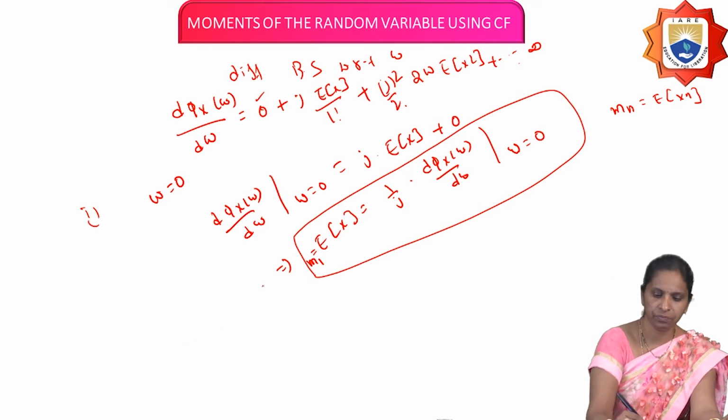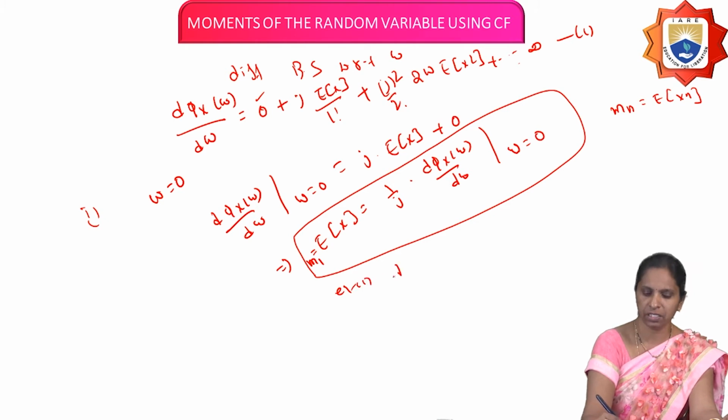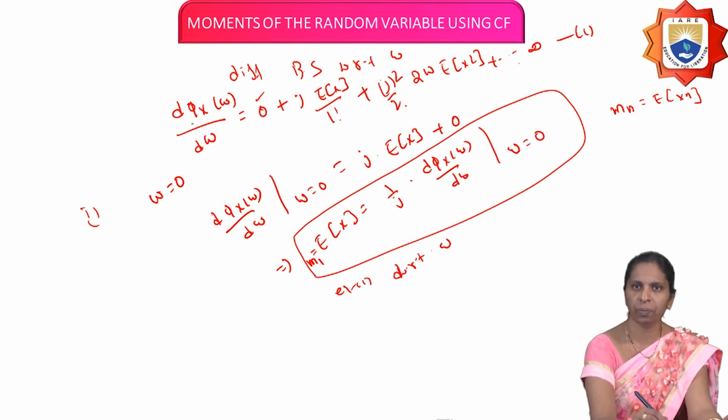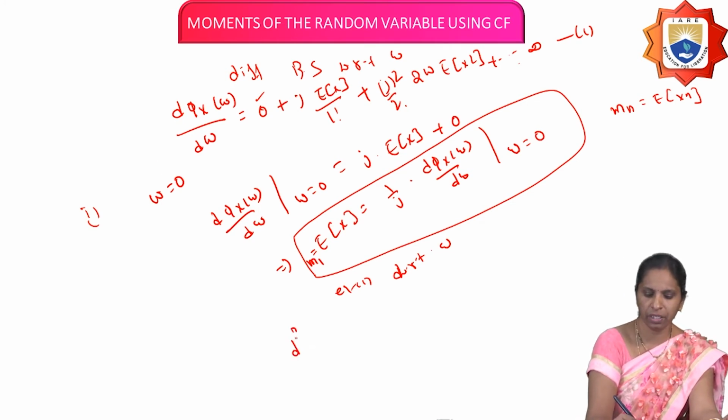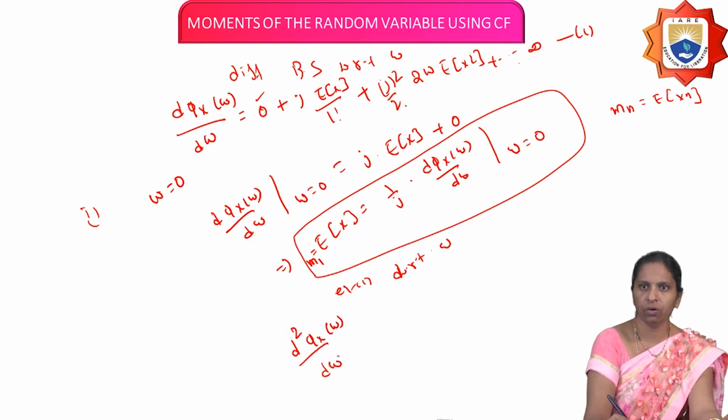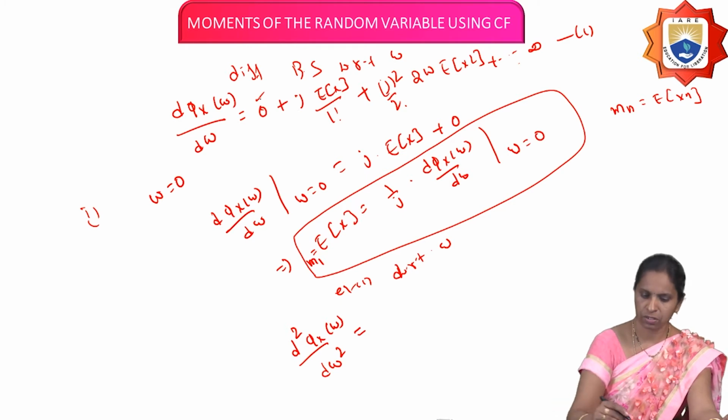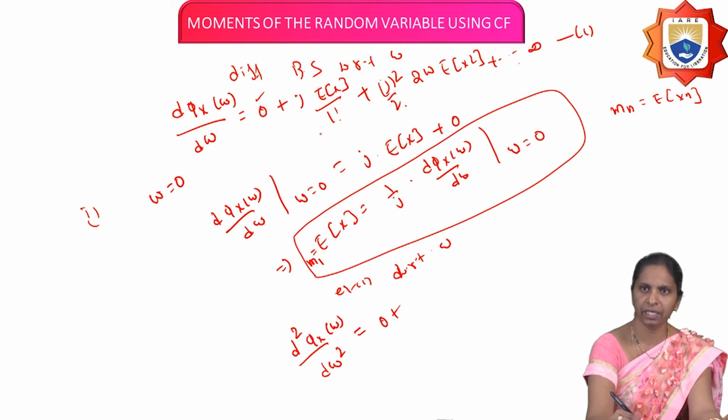And similarly, differentiate equation 1 with respect to omega once more. Then what do you get here? Differentiation of d pi x of omega by d omega with respect to omega. You get d square pi x of omega by d omega square equals to the first term is 0. So 0 plus the second term is not a function of omega. Therefore, the second term gets 0.